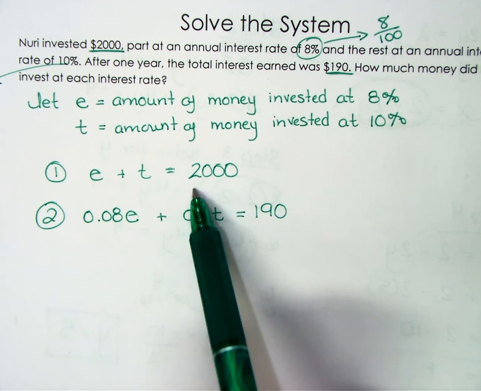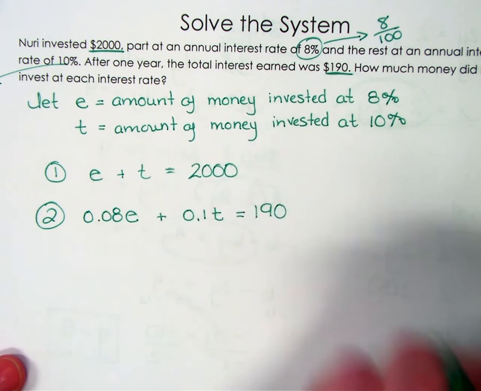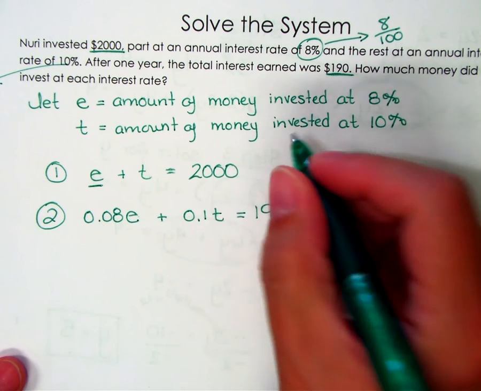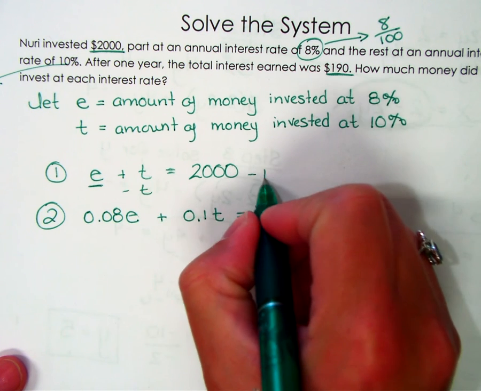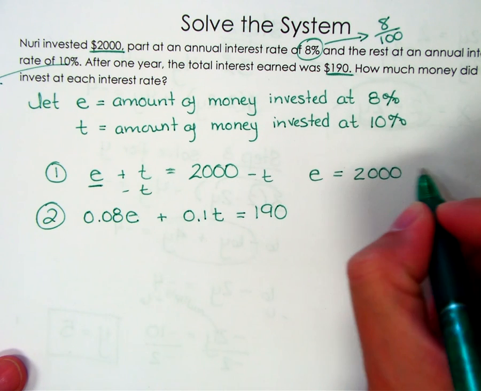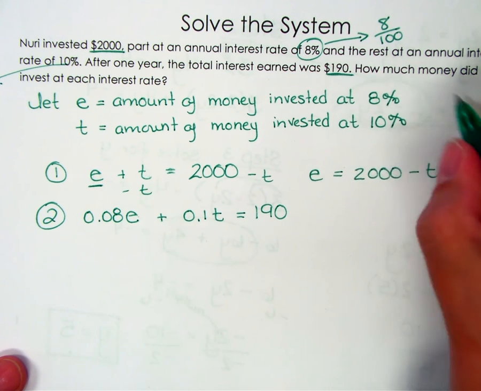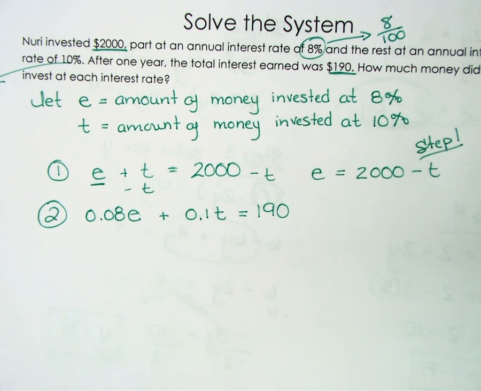Okay, so we're going to rearrange this equation. Again, we're working smarter, not harder. I can rearrange this one to E, let's say. So that's going to be subtract T from both sides. So E is equal to 2,000 minus T. Okay, so that was step 1. And again, you guys don't have to label them. I'm just labeling them so we can keep track of them.